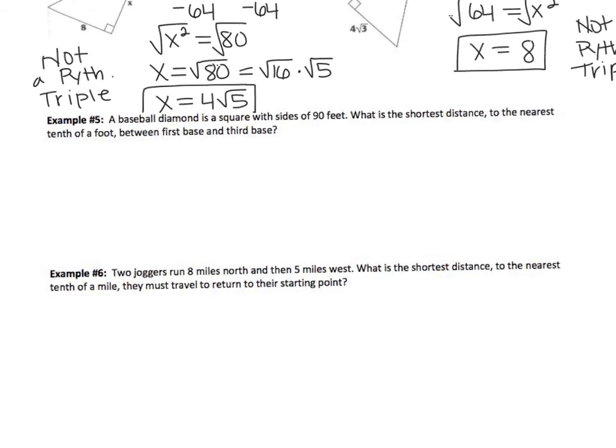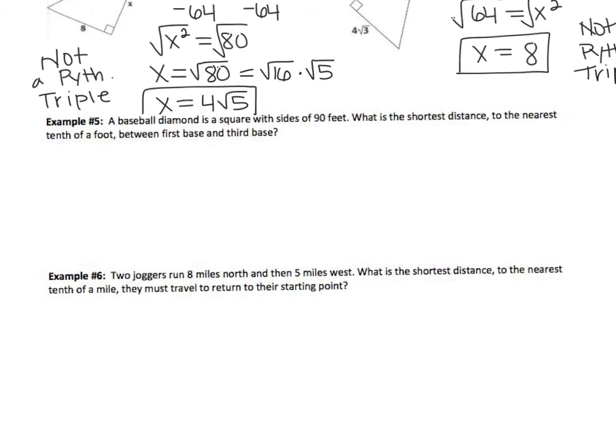So in our example 5, we have that a baseball diamond is a square with sides of 90 feet. We want to know what is the shortest distance to the nearest tenth of a foot between first base and third base. So if we were to draw a baseball diamond, which is a square, we know each side here is 90 feet. We have home plate, first base, second base, and third base. So the distance from first base to third base is that blue line, and it is in a triangle.